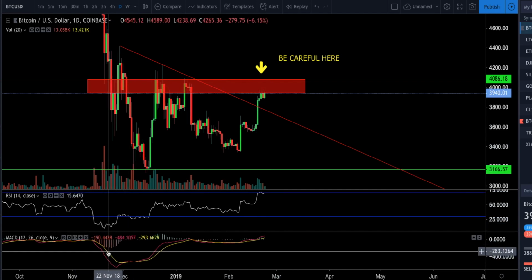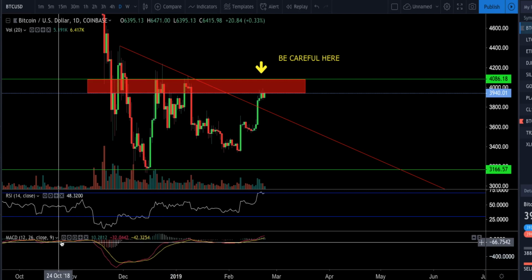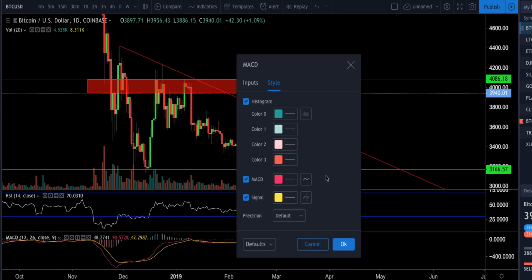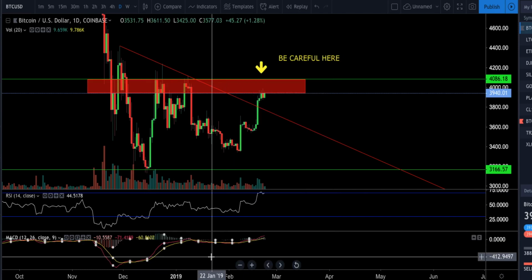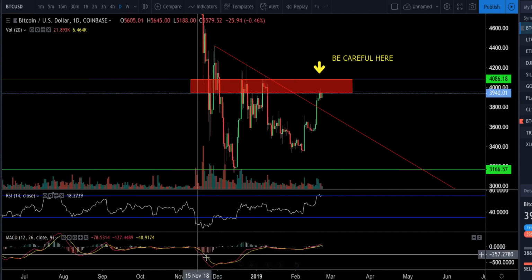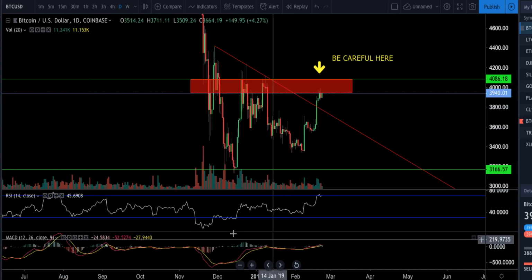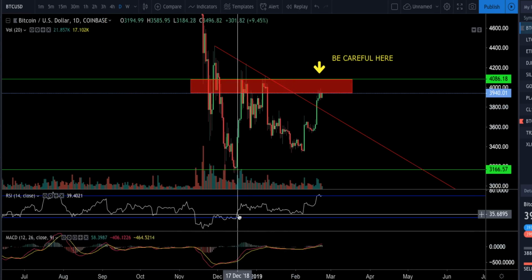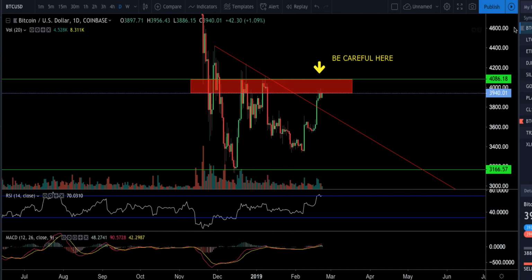The two lines here are a MACD line and a signal line. Again, you can change the colors to whatever you want. I have my MACD line set as this pinkish red color, and my signal line is the yellow line. So in theory, here's what I like to use my MACD for. I like to use it to help show divergences in price action. Let me show you an example.